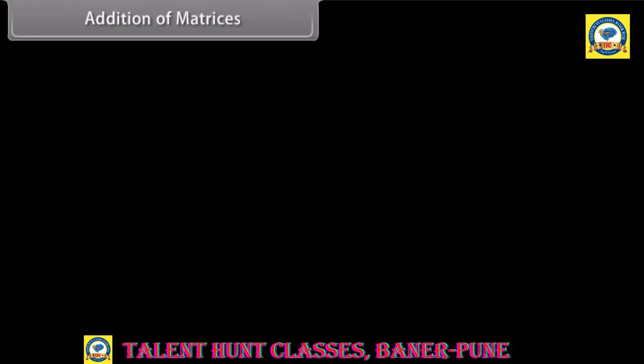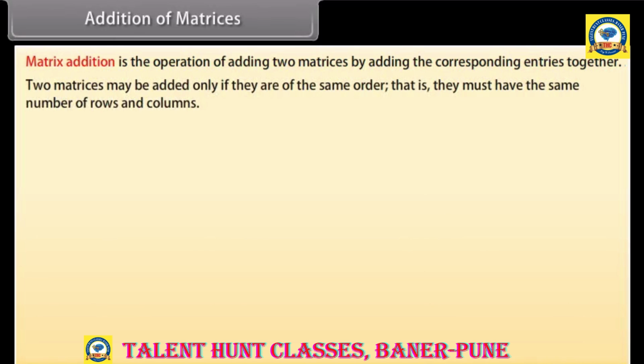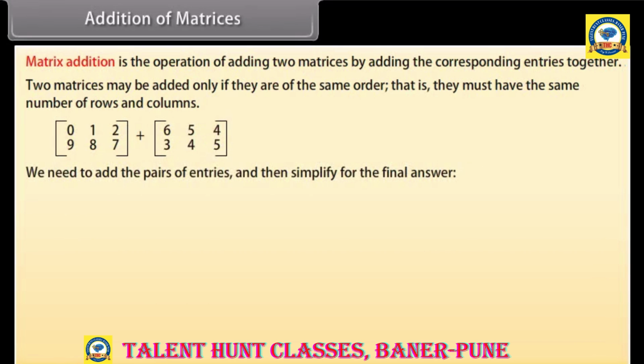Addition of matrices. Matrix addition is the operation of adding two matrices by adding the corresponding entries together. Two matrices may be added only if they are of the same order, that is, they must have the same number of rows and columns. Let's add these matrices. We need to add the pairs of entries and then simplify for the final answer.